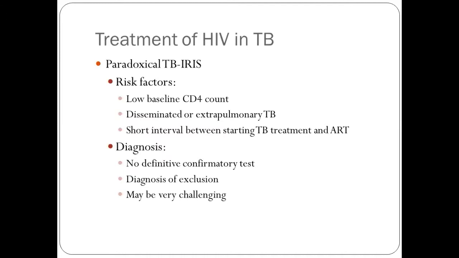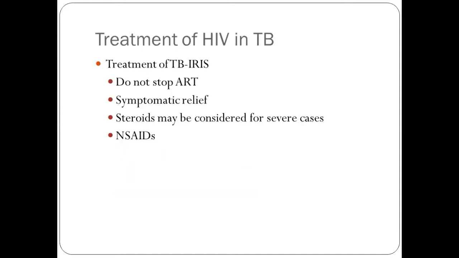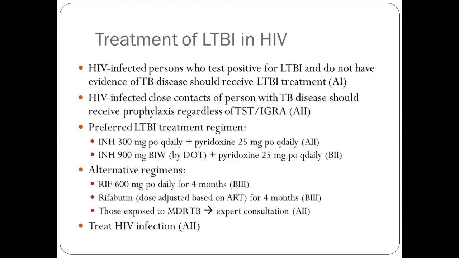The diagnosis, remember, is a diagnosis of exclusion, and may be very challenging. You really need to rule out other concomitant infections and worsening of tuberculosis to call this IRIS. For the treatment, remember, do not stop antiretroviral therapy. We may sometimes do that, especially if we're dealing with CNS disease, but in general, you don't need to stop HIV medications. Provide symptomatic relief. There is a role for steroids in the more severe cases, and NSAIDs have been tried as well.